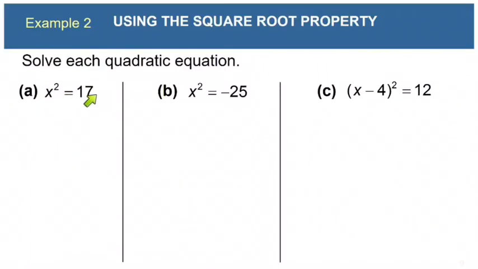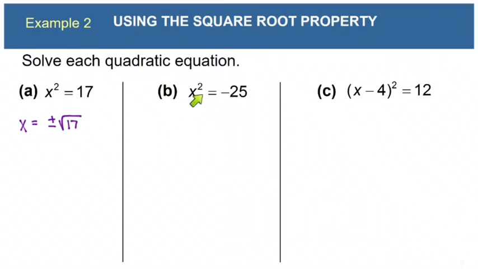In this case, our k is 17. And the square root property says that if we have x squared equals k, then x equals plus or minus the square root of k. So in this case, x equals plus or minus the square root of 17. There are no steps, there's nothing to do, you just go right to the solution.